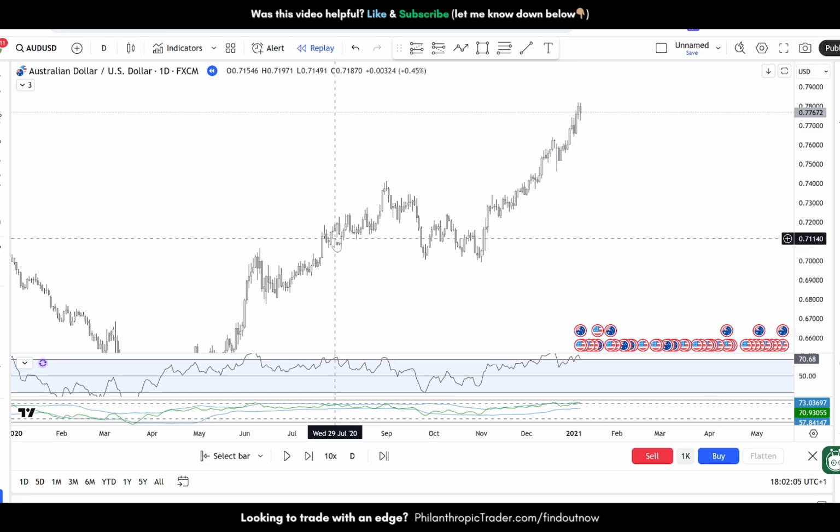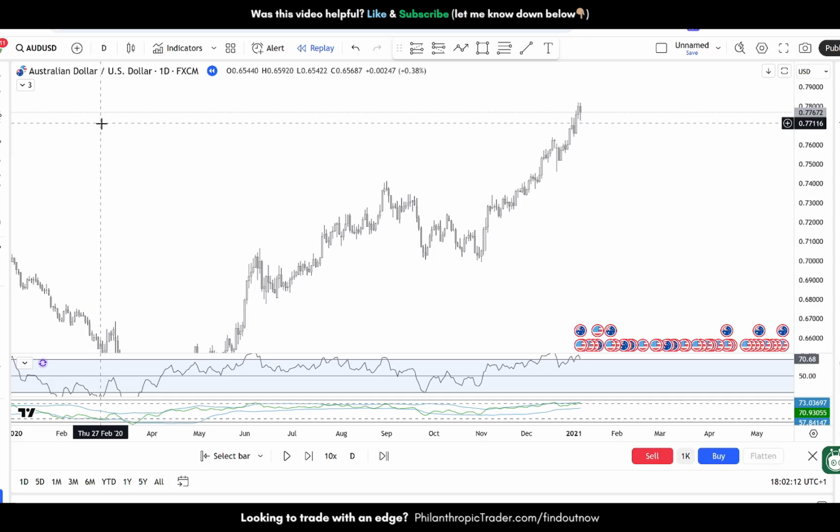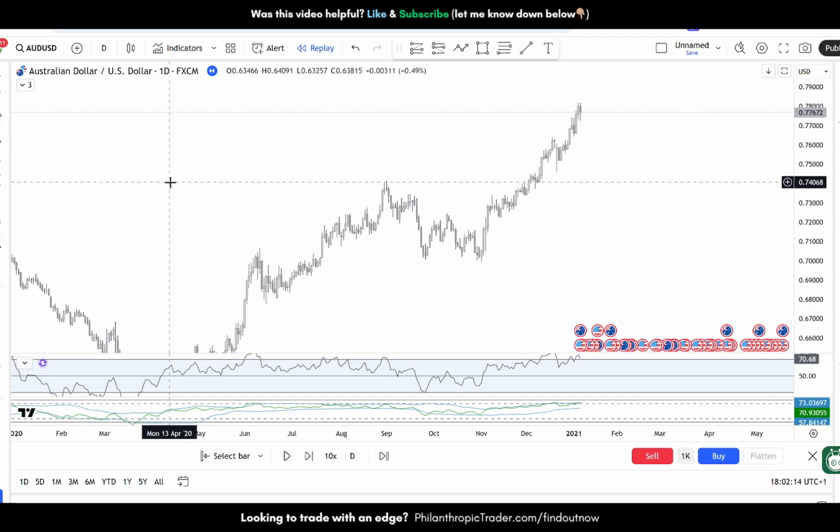So in this video, I'll be going over how to use drawing tools for technical analysis in TradingView. Okay, so this is TradingView at the moment. It's free to sign up.